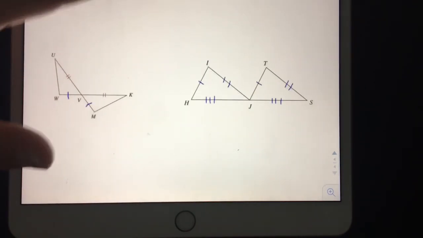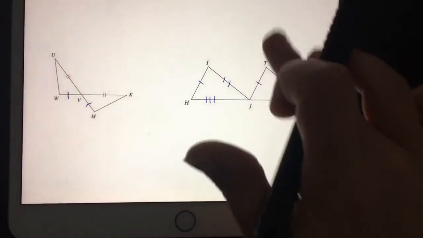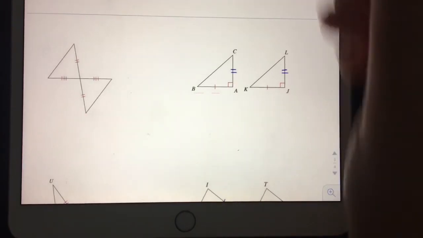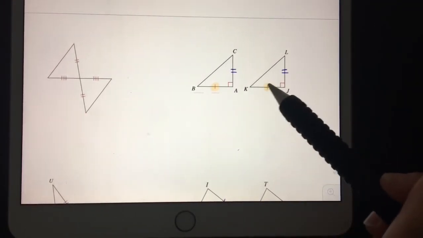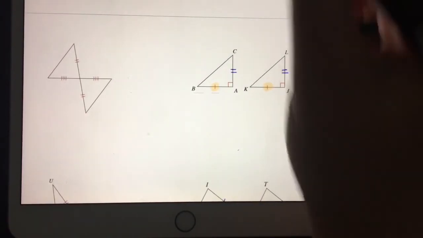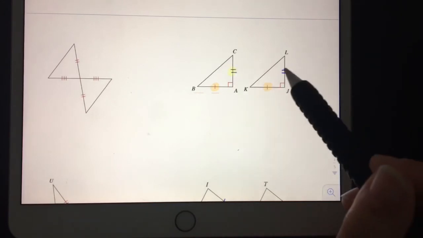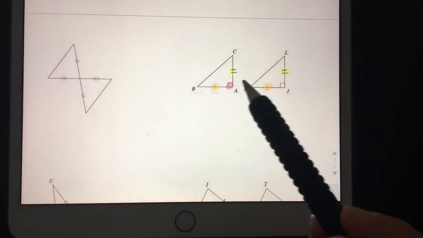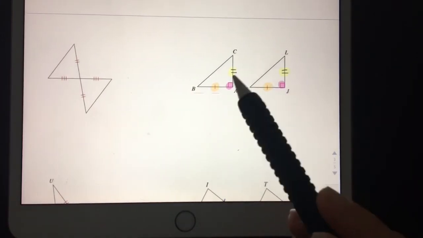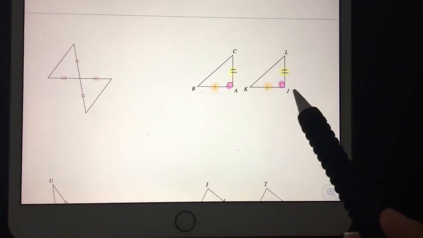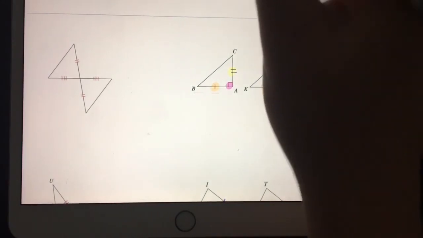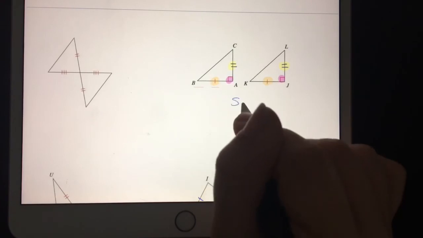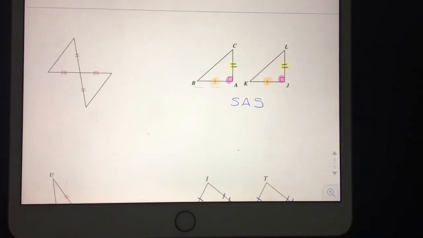We'll do a few more. So I'm going to look at this one next. So again, analyze what you're given. A side with a tick mark on each one. A side with 2 tick marks in each triangle. And a right angle in each triangle. So I have 2 sides and an included angle marked in each triangle, which makes these 2 triangles congruent by side, angle, side.